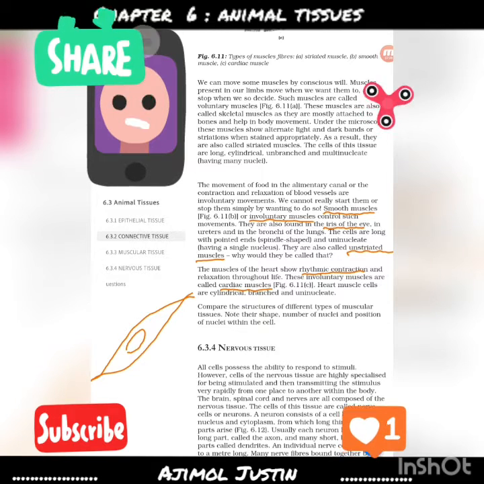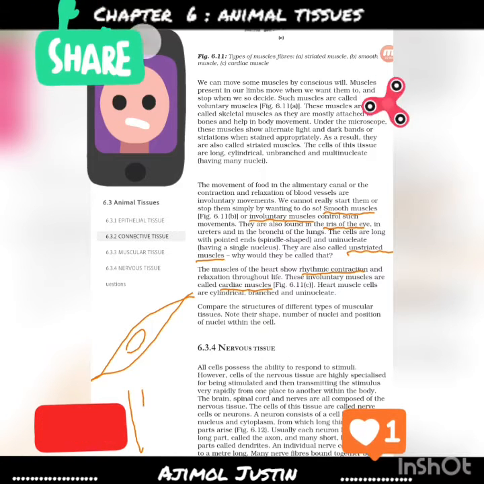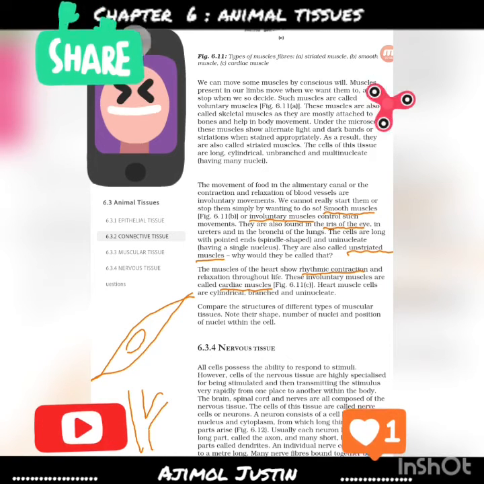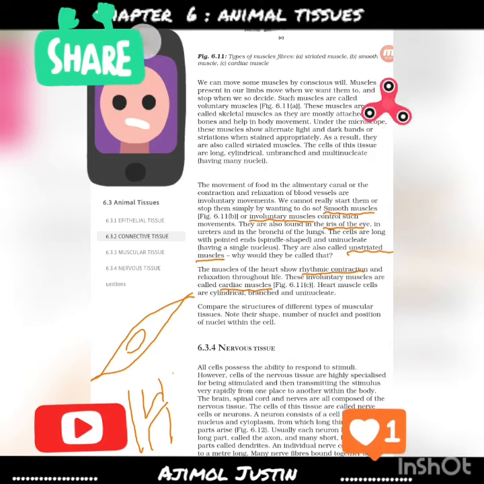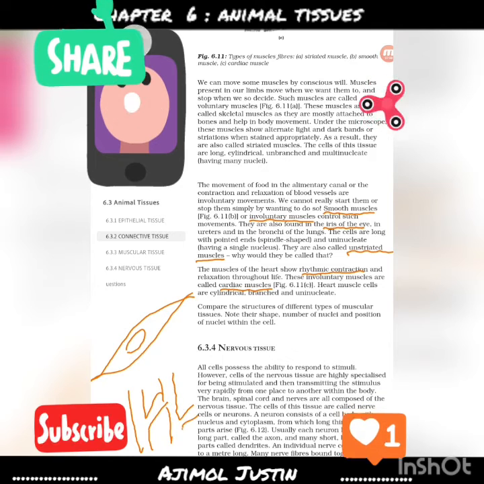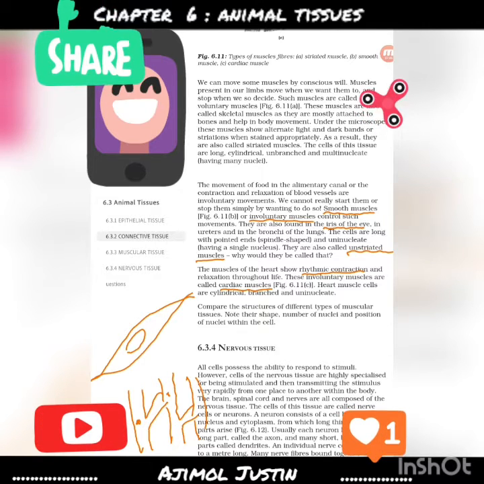It is a muscle of the heart, and they are cylindrical. We saw that it is cylindrical and it branches also. It is branched and cylindrical and uninucleated. Only one nucleus is present. Right? So that is cardiac muscle.